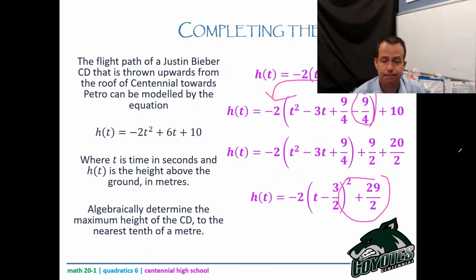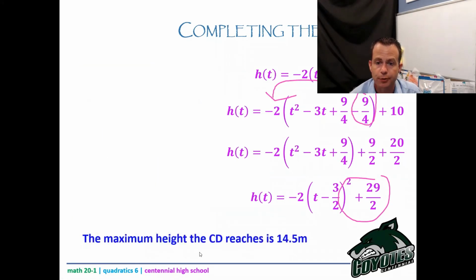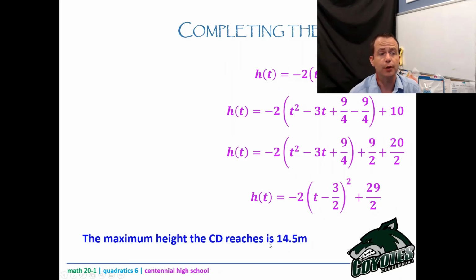So the height of the CD reaches a maximum of 29 over 2 meters before it starts falling to the ground again. Okay, so when you're asked a contextual problem, you also need to make sure you answer it. Now I did answer in decimals here. The question would probably say round to the nearest tenth of a decimal here, but because we're talking about a length, because we're talking about a real life object, that's why I did put it as a decimal for this one. So the maximum height of the CD reaches 14.5 meters.